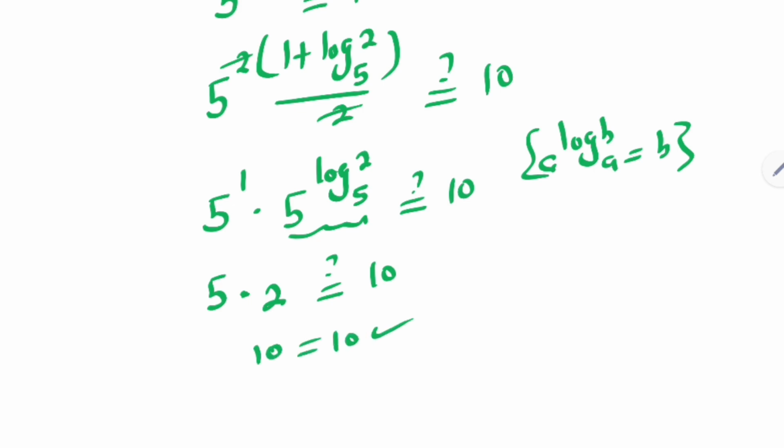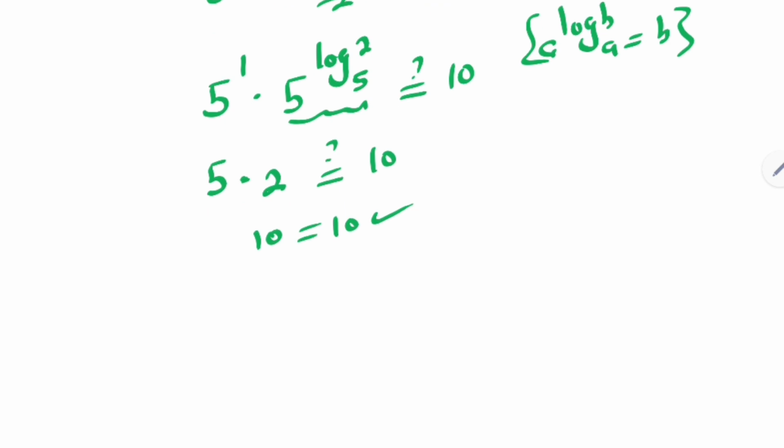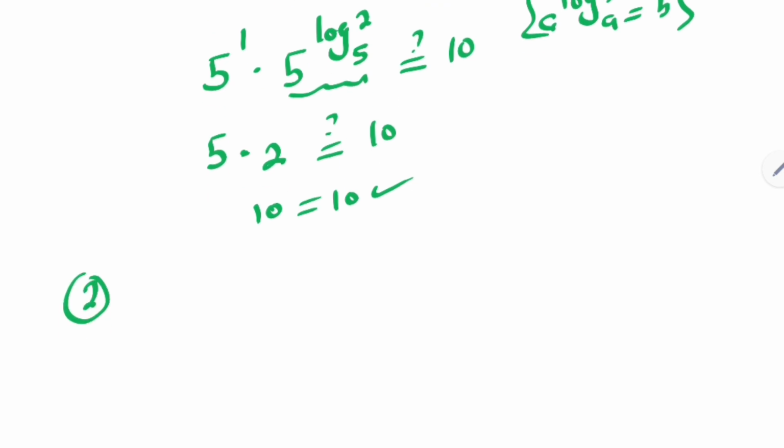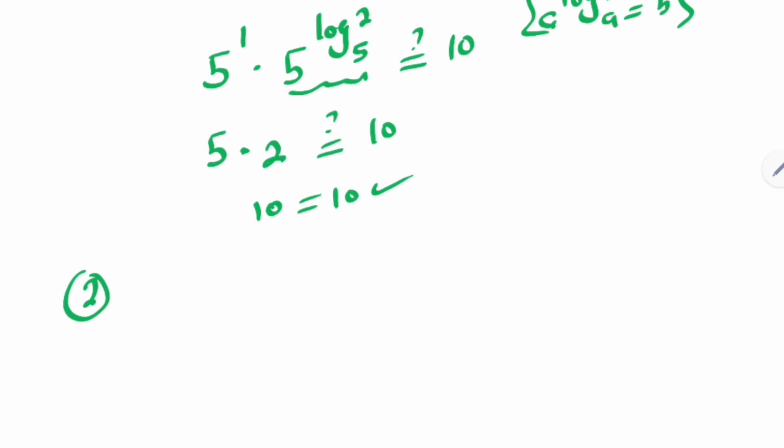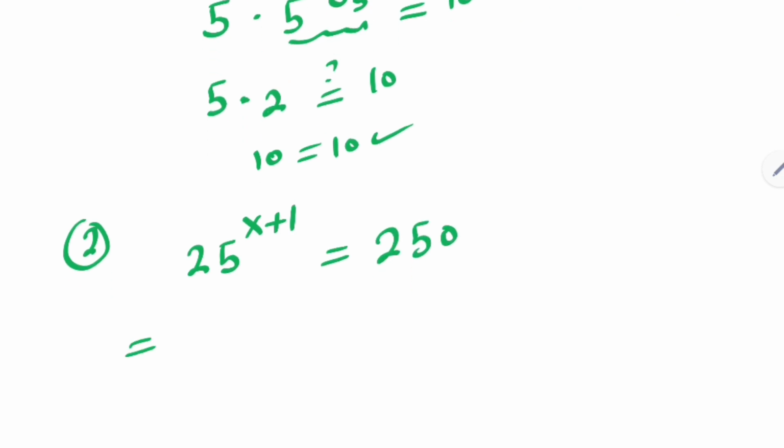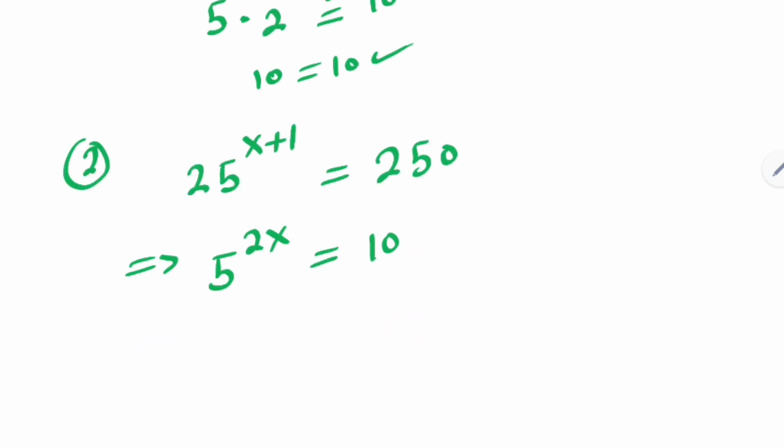Let us solve this problem using another method called the method of natural logarithm. We have the given equation 25 raised to power x plus 1 is equal to 250. This is the same thing as 5 raised to power 2x is equal to 10. Let us take the natural log of both sides of this equation. We have ln of 5 raised to power 2x is equal to ln of 10.